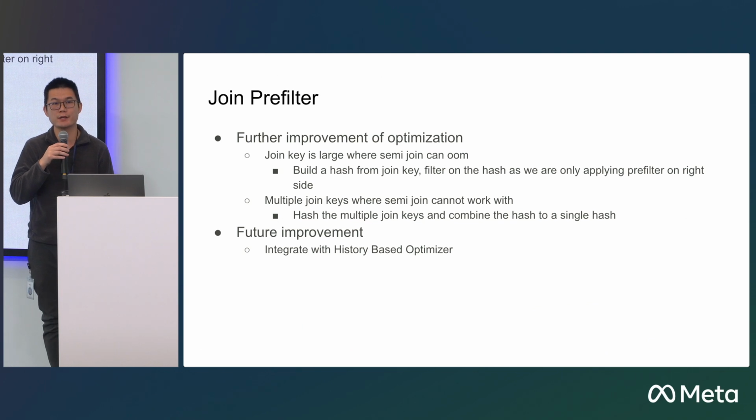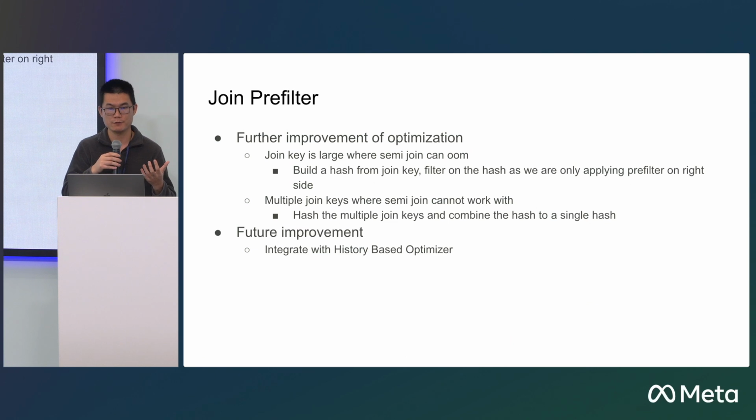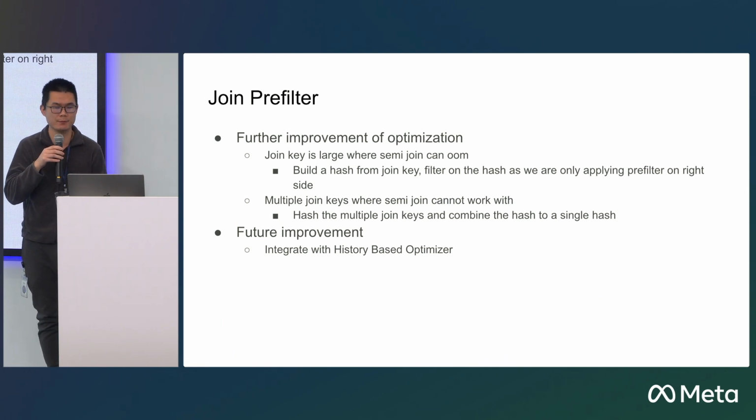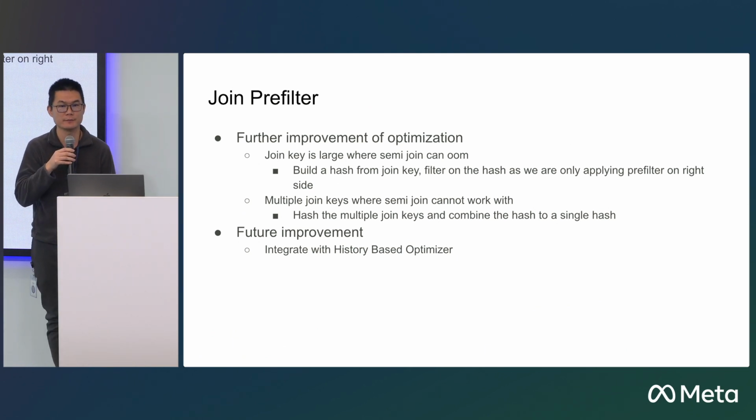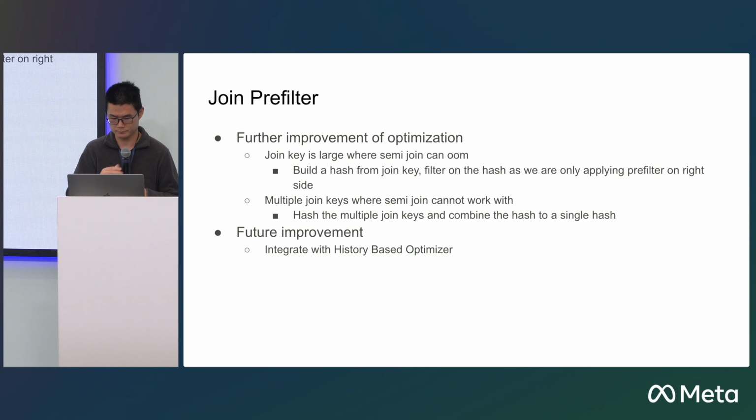The second improvement is that for joins with multiple join keys, it's not easy to use a semi-join for these multiple join keys. So for each join key, we hash the join key, and we combine these hashes into 1 single hash. Then we use this single hash to do the prefilter. These 2 improvements have already been implemented, and we also plan to add this to the history-based optimizer in the future. So this is for the join prefilter.